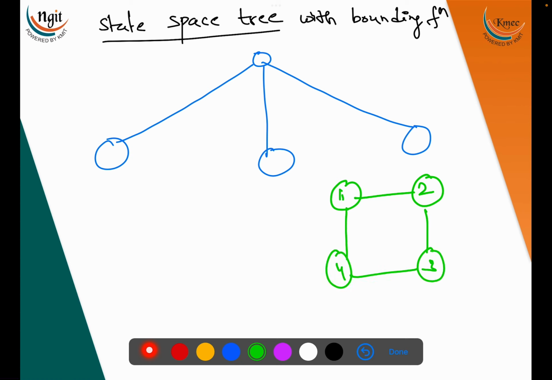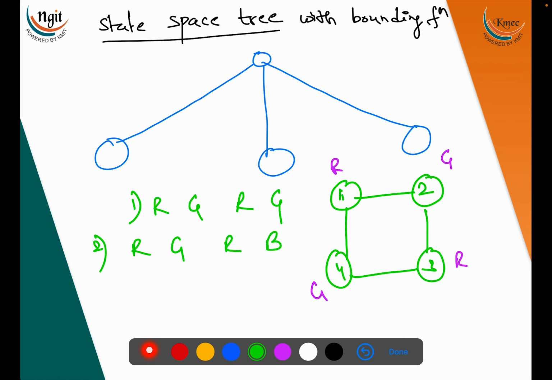Now look at this. What possibilities can I have? The first possibility is red, green, red, green. Yes, fill it. There is no problem to fill these colors. Yes, it is okay. It is one of the solutions. Now, what is the second solution? Your second solution is red, green, red, blue. Still it is accepted.